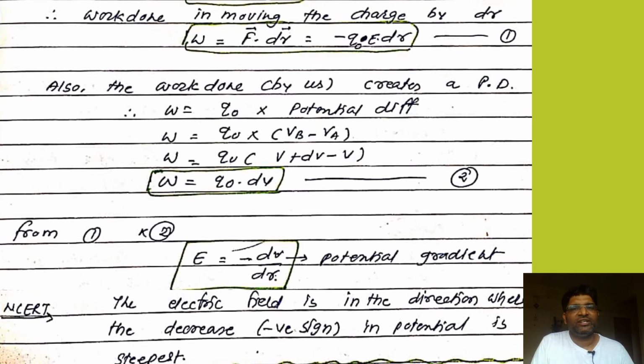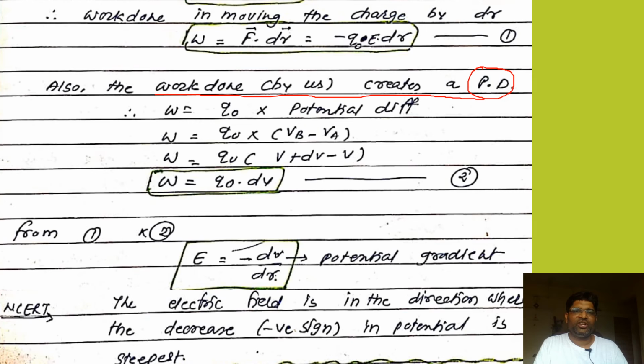So what will be the work done? Force was Q0E, work done is equal to F dot dr. So that work done, the value of force, minus Q0E dot dr, you can write here. Now, because of the work done we have done in moving the charge from A to B, we have created a potential difference between A and B.